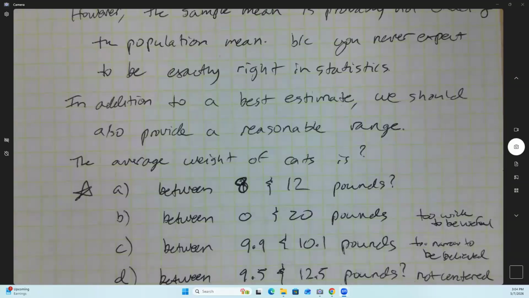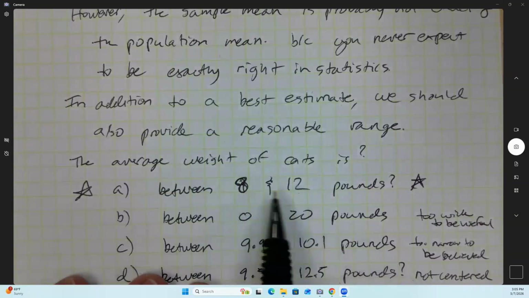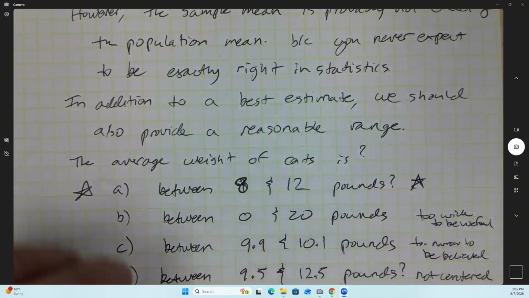There actually are some statistics where your confidence interval isn't centered, which is interesting, but not the ones we're going to be looking at. So this one makes the most sense because it's centered on our best guess and it doesn't seem too high or too low. But let's use some statistics to help us pick the actual endpoints of our interval, to help us pick the reasonable range.